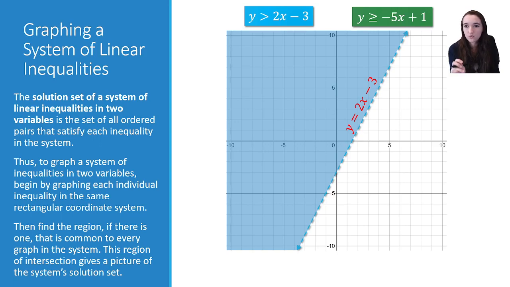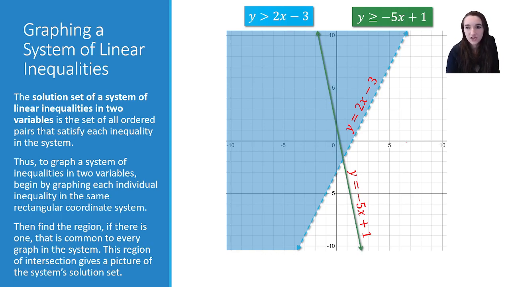So I've got that. But now I have my second inequality. y is greater than or equal to negative 5x plus 1. So I'm going to start by graphing y equals negative 5x plus 1. Notice that we're going to be doing a solid line because there's the or equal to symbol right there. So we've got negative 5 slope, positive 1 y-intercept. It's going to look like that.